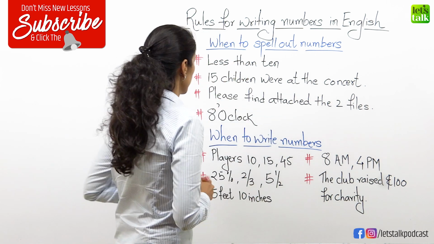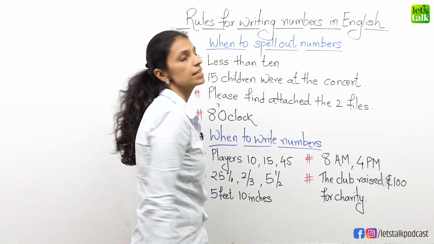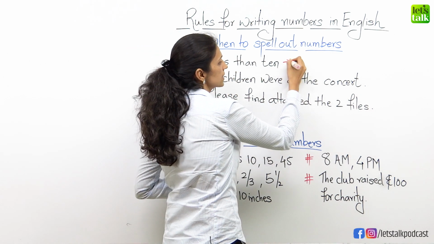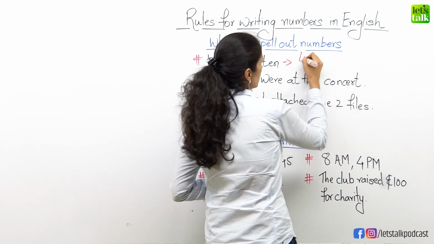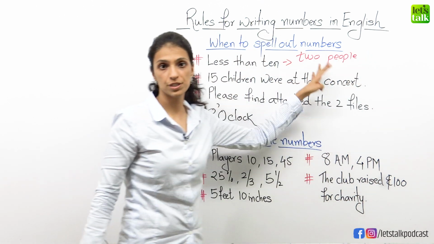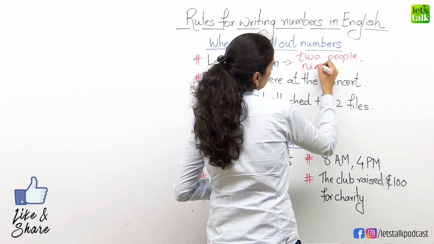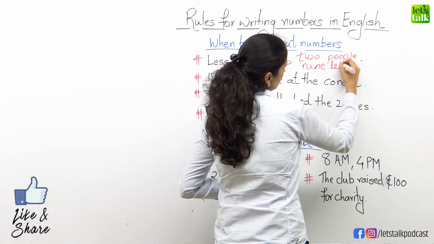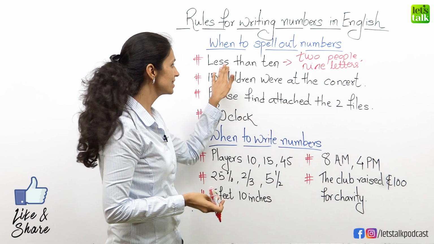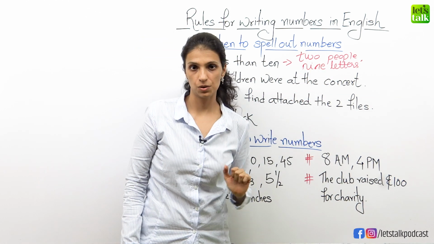Let's take a look. So first, let's see when to spell out numbers. Now, supposing you have a number that is less than 10, okay? So for example, if I say 2 people or 2 participants are attending the conference, okay? Or if I want to say 9 letters were sent out, okay? So if the number is less than 10, it is always better to spell out the number, okay?